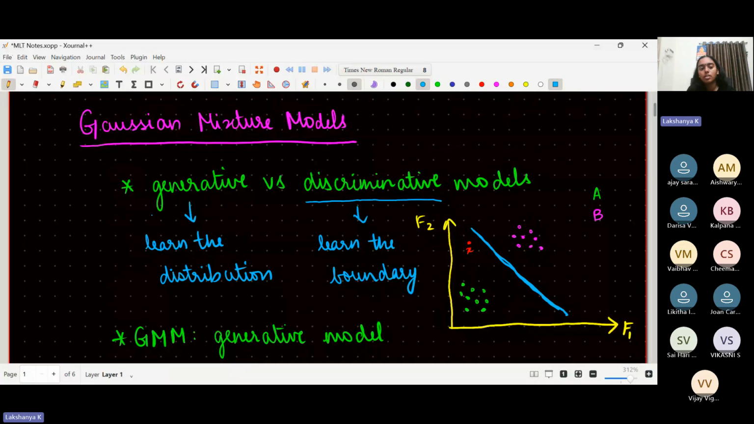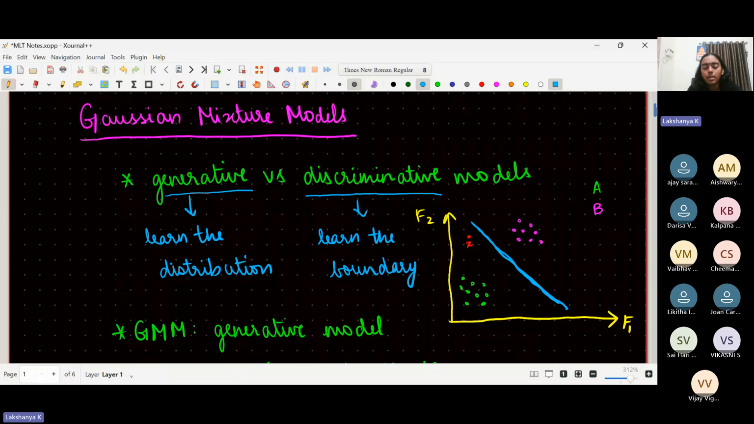Your generative models, on the other hand, are interested exactly in these properties. They try to learn the distribution from which your class A comes: the mean, the variance, the standard deviation of your class A items. Similarly, the mean, variance, standard deviation of your class B items. Based on that, it will check whether this point is more likely to have come from the A distribution or from the B distribution. That is a generative model. So we're going to look at GMM and SVM, where GMM is generative and SVM is discriminative. We're going to look at both these concepts today.